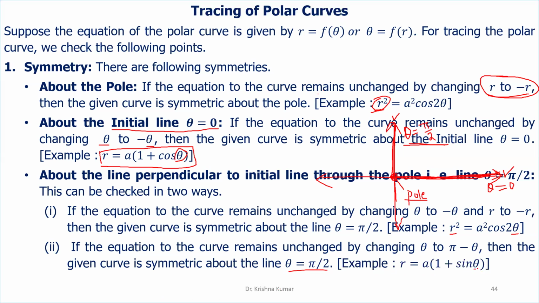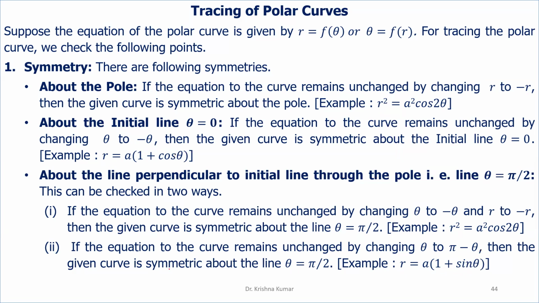Here, if we replace theta by pi minus theta, and we know that sine of (pi minus theta) is sine theta, hence by replacing theta by pi minus theta, the equation of the curve r equal to a times (1 plus sine theta) remains unchanged. So this curve is symmetric about the line theta equal to pi by 2.